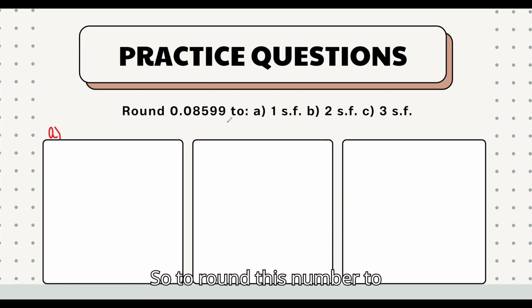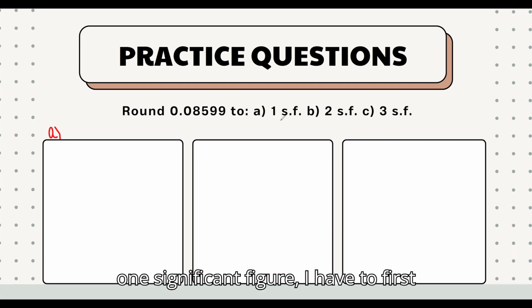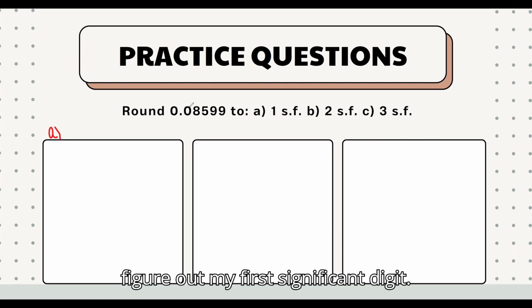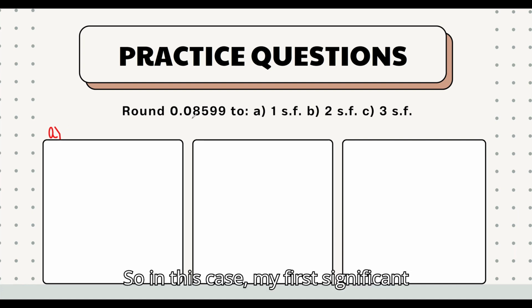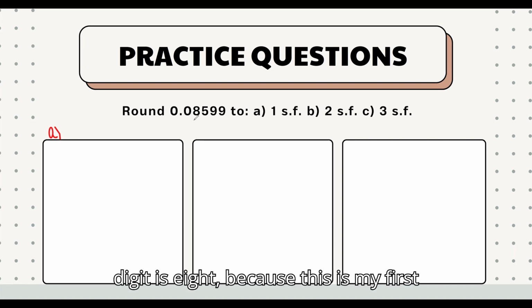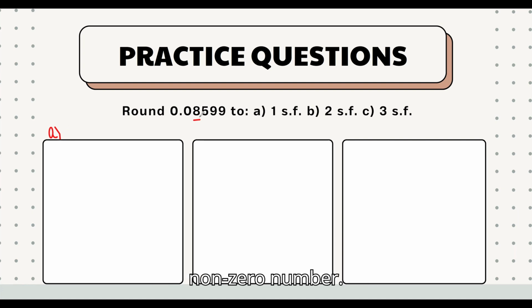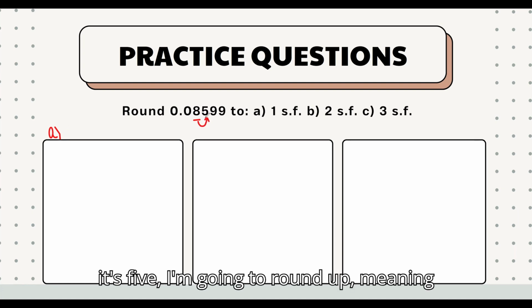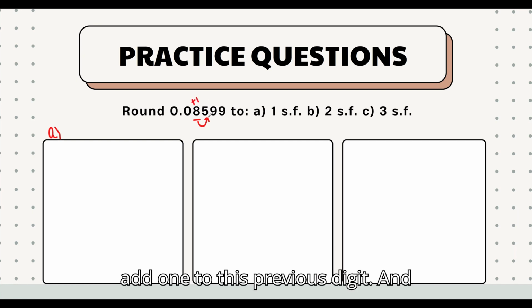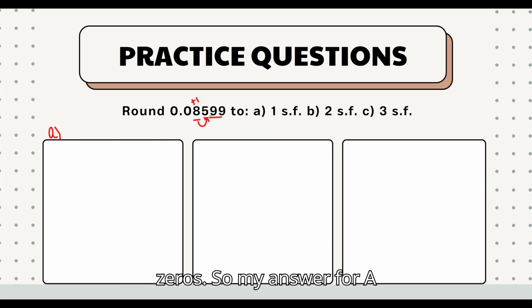So to round this number to 1 significant figure, I have to first figure out my first significant digit. In this case, my first significant digit is 8 because this is my first non-zero number. Now I'm going to look at the number to its right, where I have 5. Because it's 5, I'm going to round up, meaning add 1 to its previous digit. And all of the rest of the numbers will become zeros. So my answer for A is going to be 0.09.